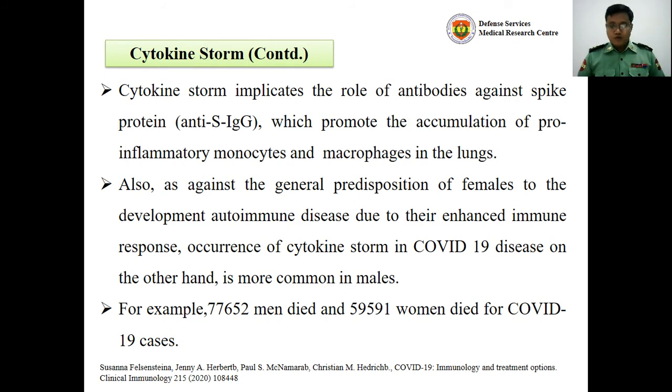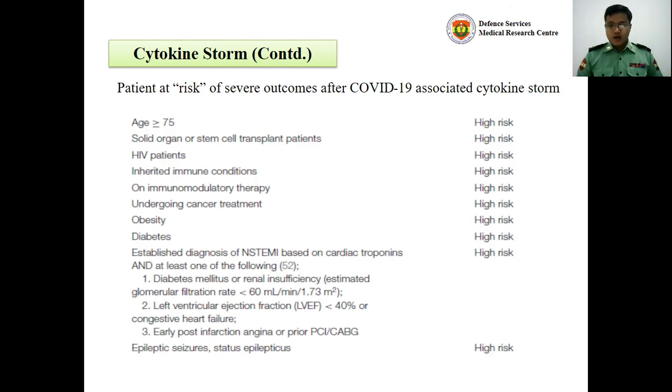Cytokine storm implicates the role of antibody against spike protein, which promotes the accumulation of pro-inflammatory monocytes and macrophages in the lungs. Also, there is the general disposition of females to the development of autoimmune disease due to their enhanced immune response. Occurrence of cytokine storm in COVID-19 disease, for example, men die more than women die from COVID-19 cases.